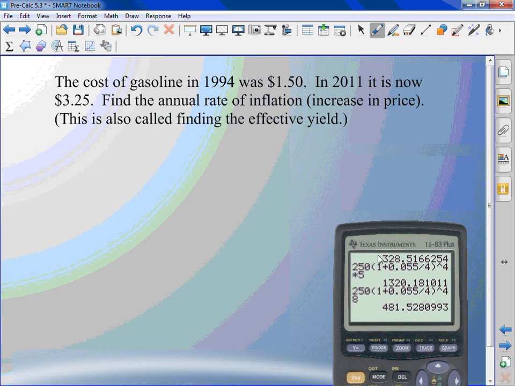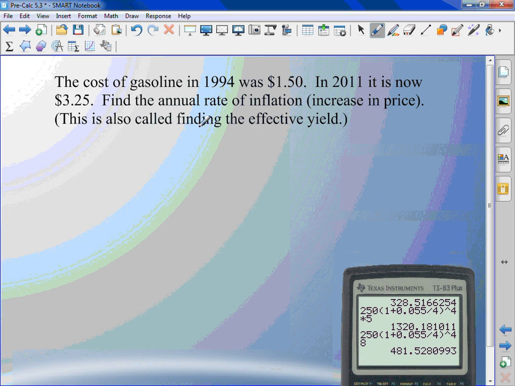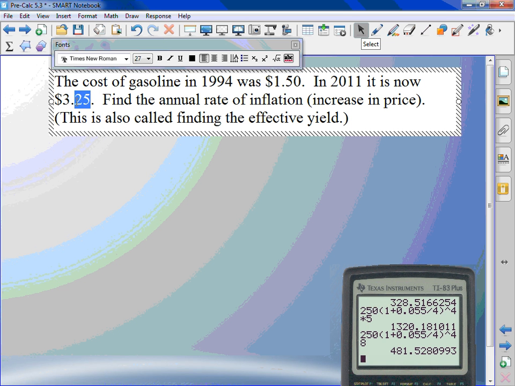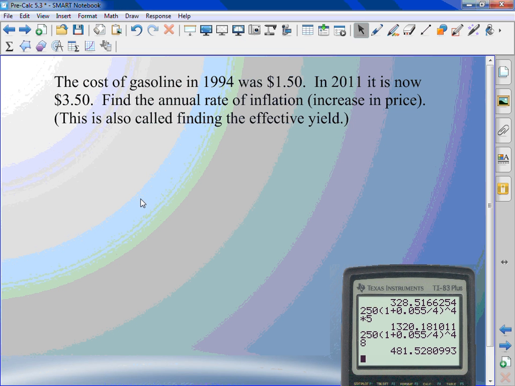Here's another type. All right. When I originally wrote this lesson, gas was $3.25. Now it's, I think, $3.50. The price of gasoline in 1994, I paid $1.50 a gallon. Now, it's $3.50 per gallon.